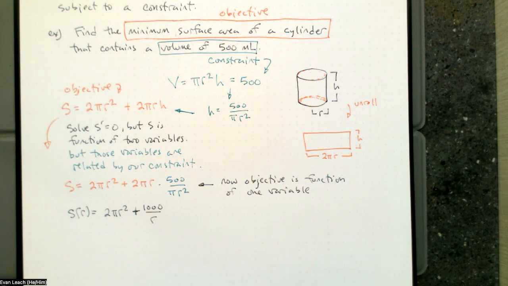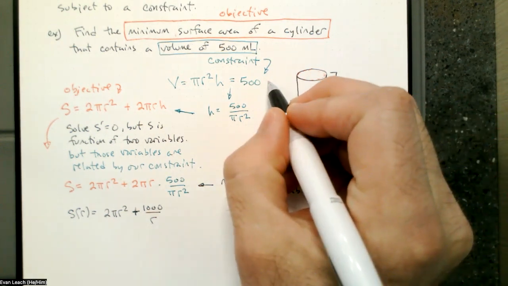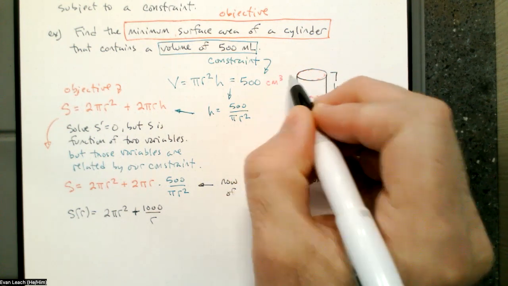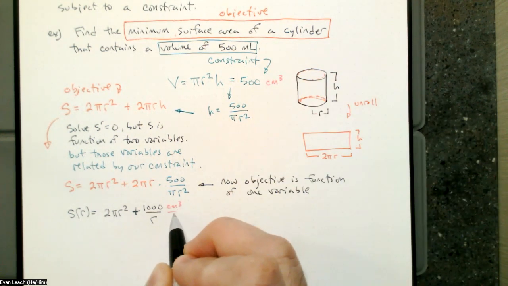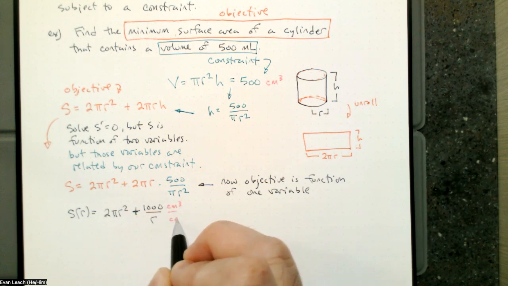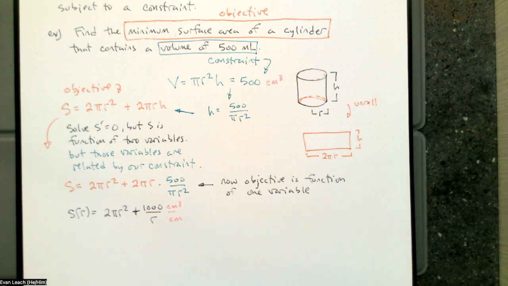In our earlier unit analysis in S, the 2 pi and the 2 pi, those don't have units attached to them. It's only the variables. But here, this 500, that is 500 cubic centimeters. And so this 1000 is cubic centimeters divided by our radius, which is also centimeters. So we're still okay in terms of the units. I don't know if anybody else noticed that, but I noticed it. That's why we had to make it make sense.